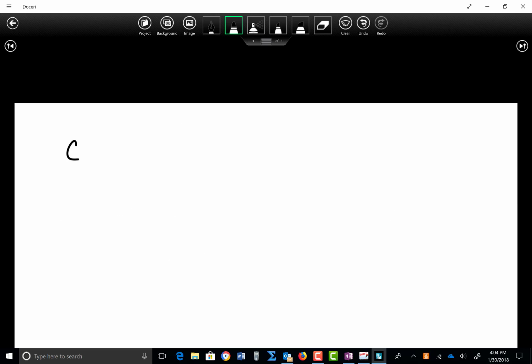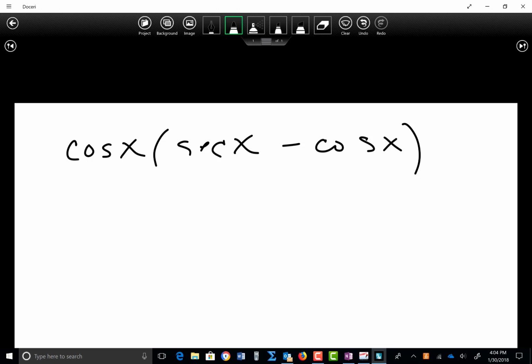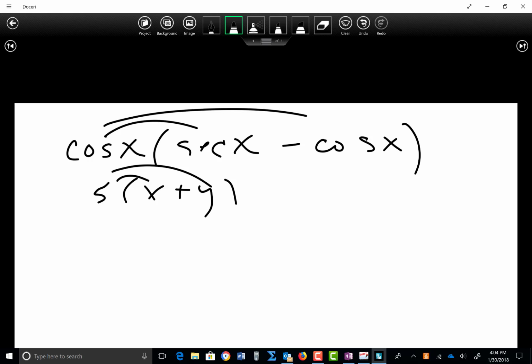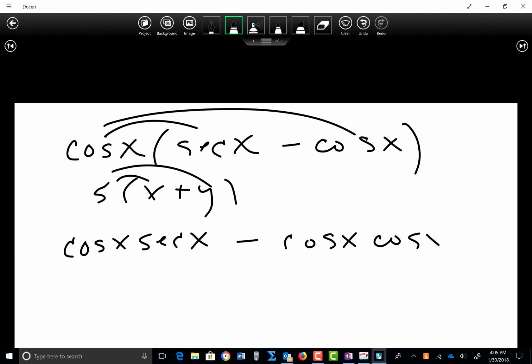That one is cosine of x times secant of x minus cosine of x. Now, when you did algebra, you had things like 5 times x plus y, and you distributed. And so you got 5x plus 5y. Same thing's going to work here. You're going to distribute, so you would have cosine of x times secant of x minus cosine of x times cosine of x. And you're probably going to be able to make some simplification.